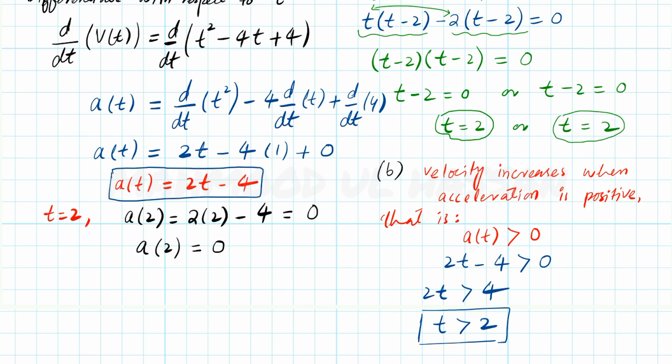So the answer is velocity increases when acceleration is positive, and hence velocity increases for t greater than 2. Is it okay?